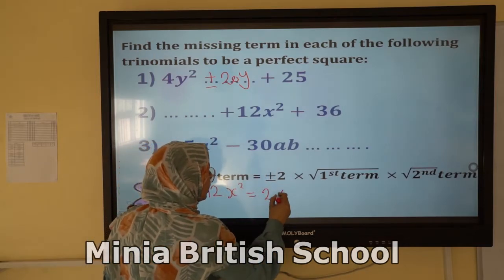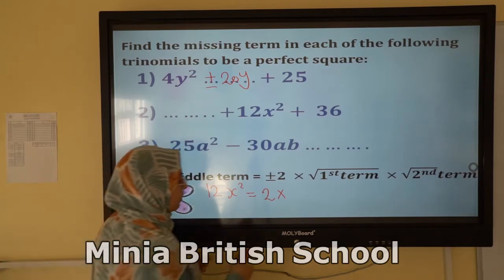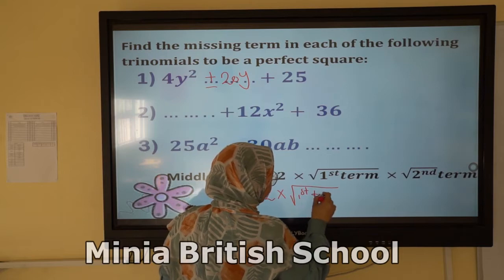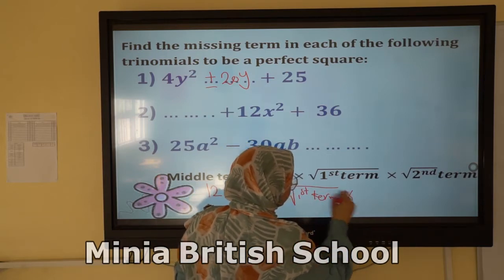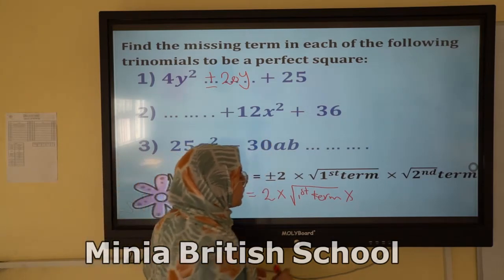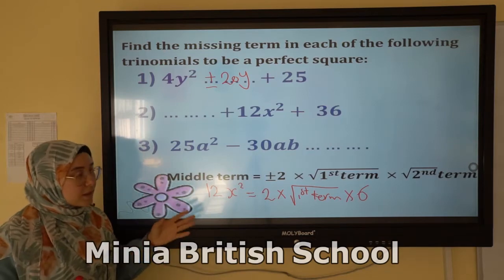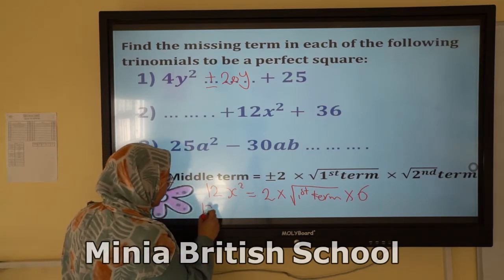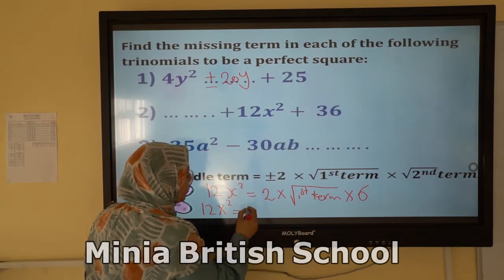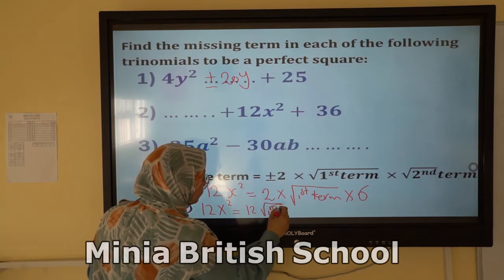Equals 2 times root the first term, I need it. So write it as the same, first term, times square root of third term, second term, 36 equals 6. Okay, you can simplify it. 12x power 2 equals 2 times 6 equals 12 root the first term.